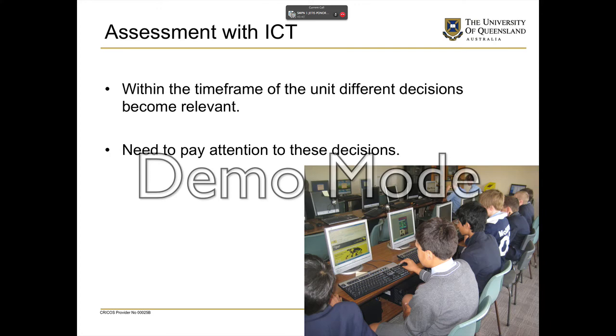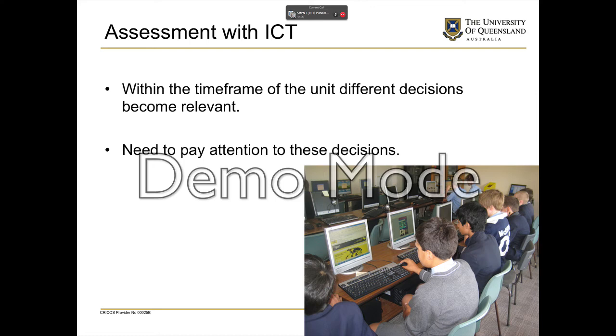I know that there will be some questions. With regards to assessment within the time frame, it's about making choices for what you're teaching and trying to keep the assessment task relevant. And it's about actually paying attention to those decisions. So if students are using ICT in the teaching and learning, it makes sense that the ICT is a tool in assessment. It's really quite important to keep ICT as a tool.